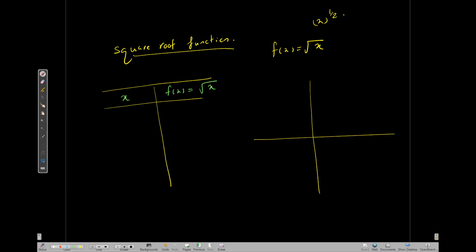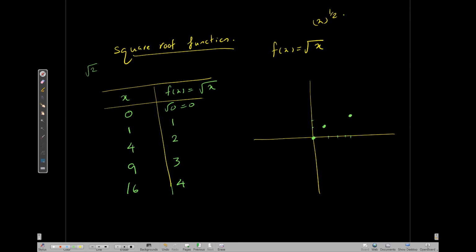So I will choose some numbers, 0, 1, without 2, because if I choose 2, square root of 2 is not a nice number. So, just to get the shape, 4, 9, 16. I'm taking all those square numbers. So square root of 0 is 0, square root of 1 is 1, square root of 4 is 2, square root of 9 is 3, this is 4. So 0, 0, 1, 1, 4, 2, so 1, 2, 3, 4 somewhere here, 1, 2 somewhere here.